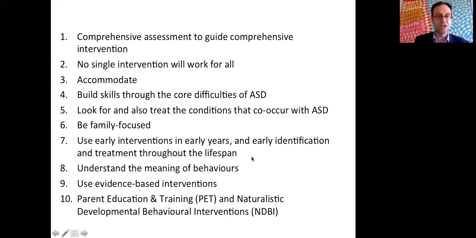We're going to understand the meaning of behaviors. We don't have time to talk about it today, but children with autism and other disabilities often present with what people might call challenging behaviors, behaviors that challenge others. And rather than say this is a difficult child or a naughty child, we're going to ask ourselves, what is this child trying to communicate to me when they bang their head, when they hit out, when they spit, when they shout? And once we understand the meaning, the function of that behavior, then it will guide us to the right treatment or intervention.